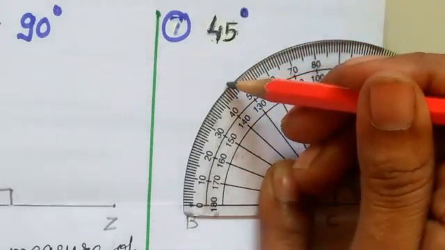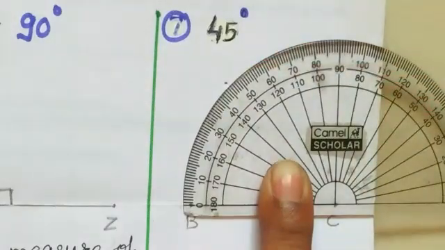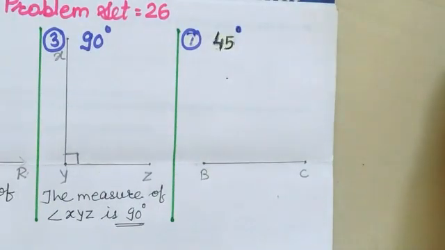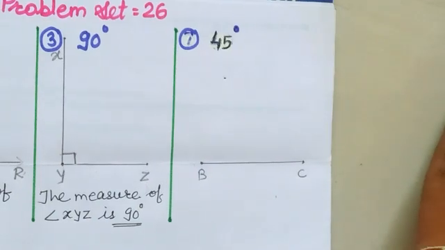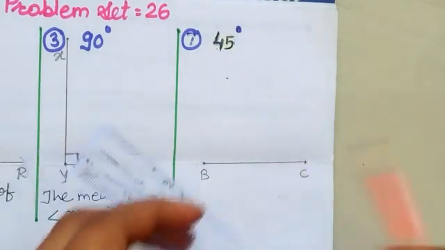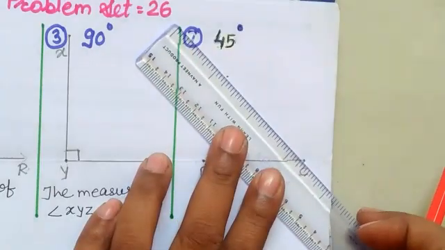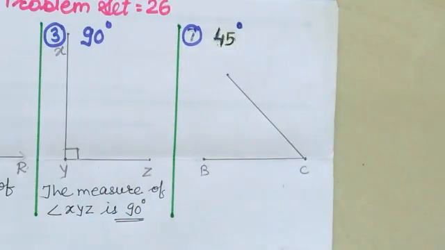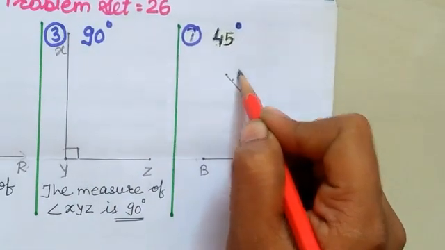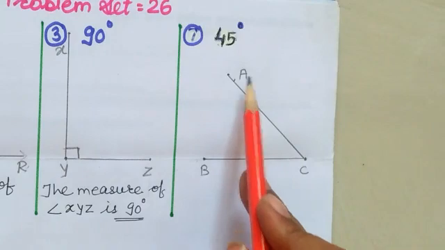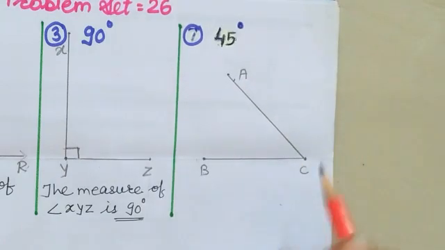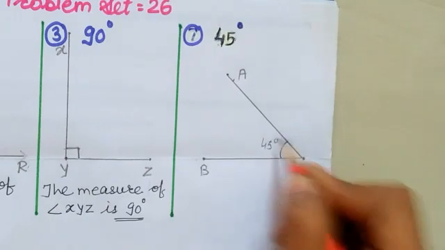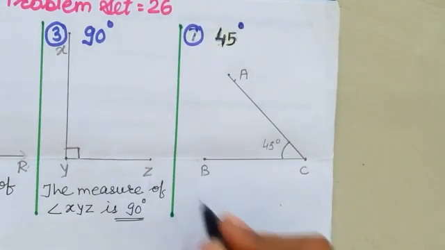So we will place the point over this. And if we join this point with the vertex C, in this way we will place the name A here. So this angle ACB has the measurement of 45 degree, which we have to write down.